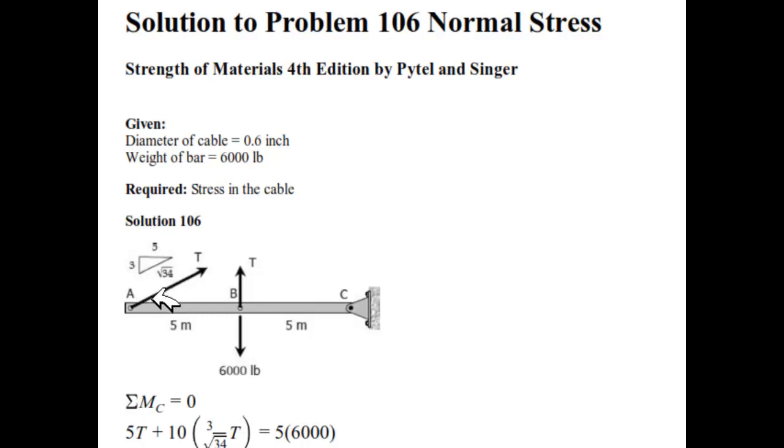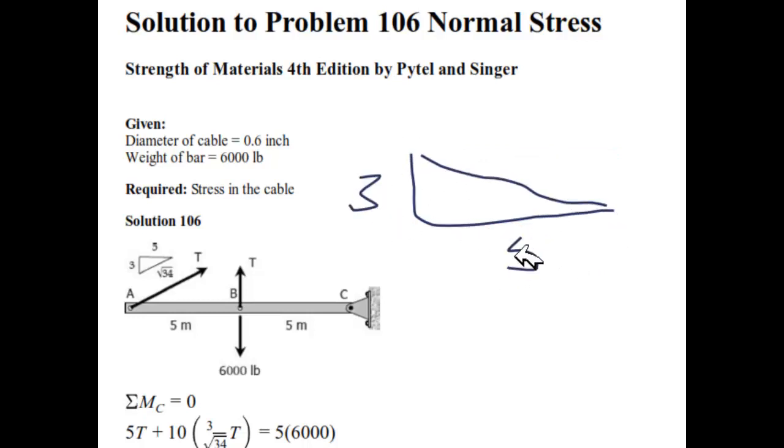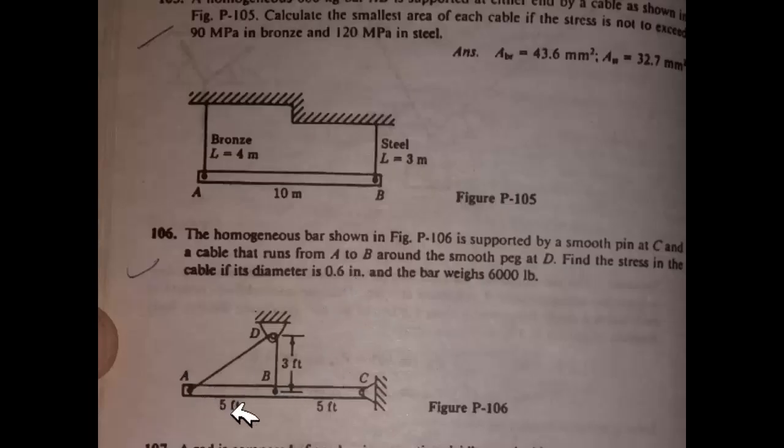If you want to find out the vertical component, they have done it, but I will do it for you here. This is, for example, your diagram. Okay, this is your 3 and this is your 5. This is given in the question. If you want to verify it, see, this is your 3 feet, this is your 5 feet, and total is 10 feet. Got it?